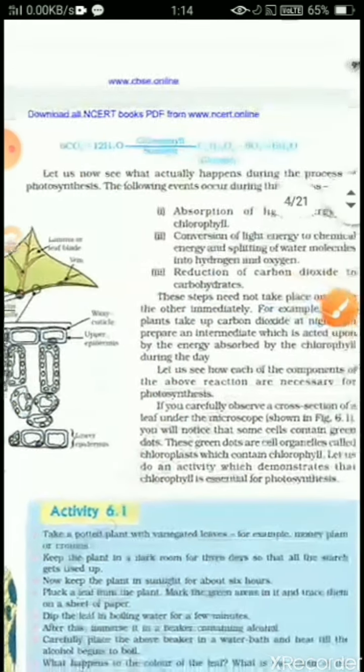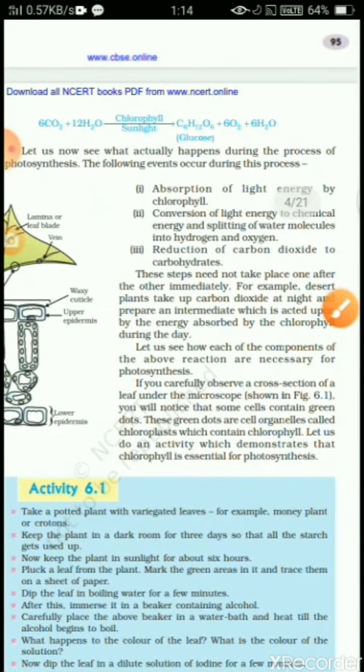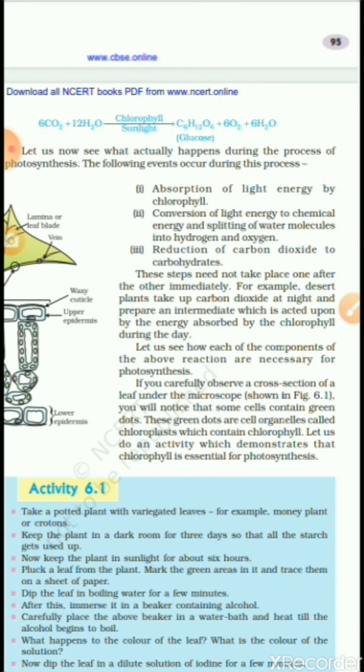Now here is an activity to show that chlorophyll is very essential for the photosynthesis process.